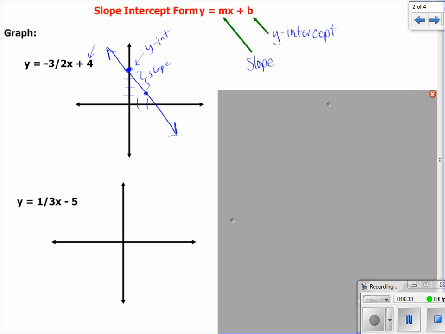Let's try this next one. Y equals 1/3 x minus 5. We need to start here, and then we need to use our slope, rise over run, up 1/3 to create that slope.